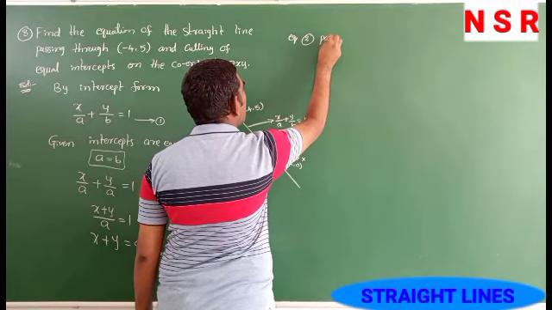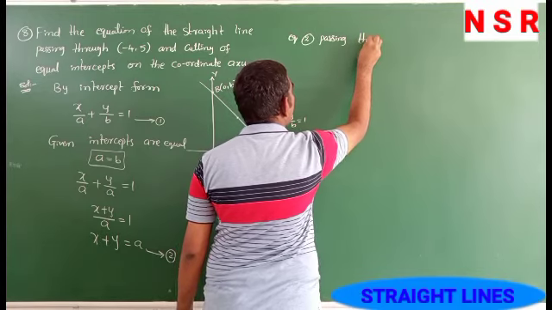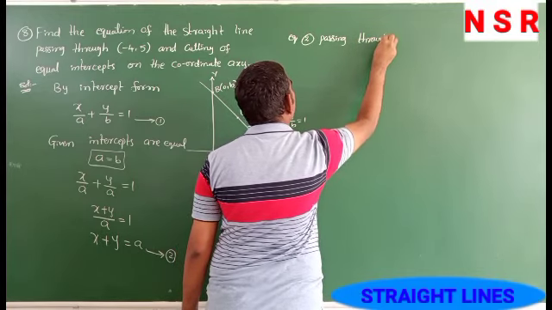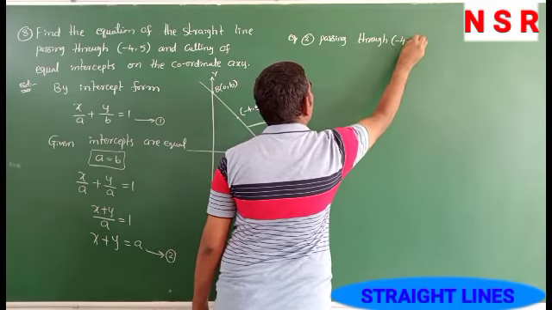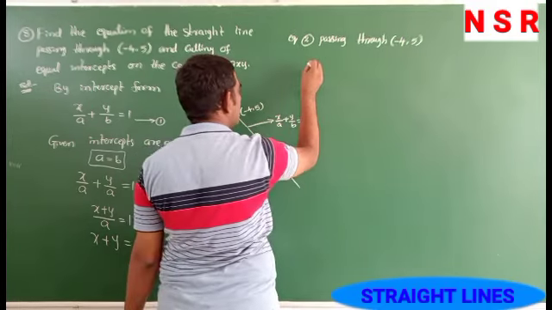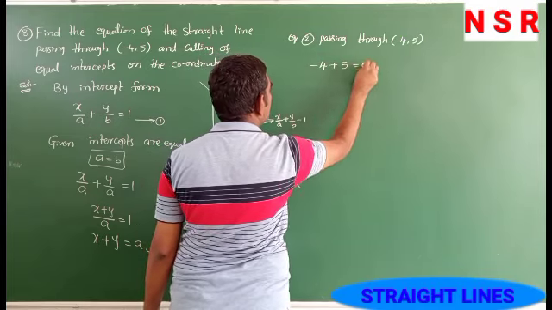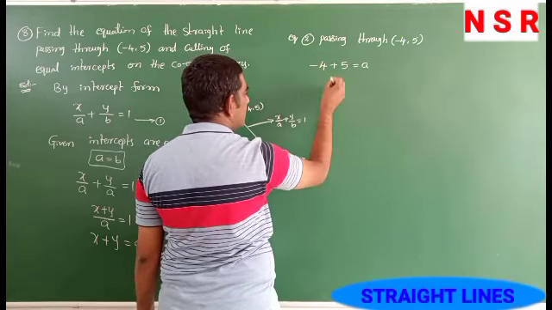Equation 2 is passing through minus 4 comma 5. Now in place of x substitute minus 4, in place of y substitute 5, we get minus 4 plus 5 is equal to A. Minus 4 plus 5 is 1.